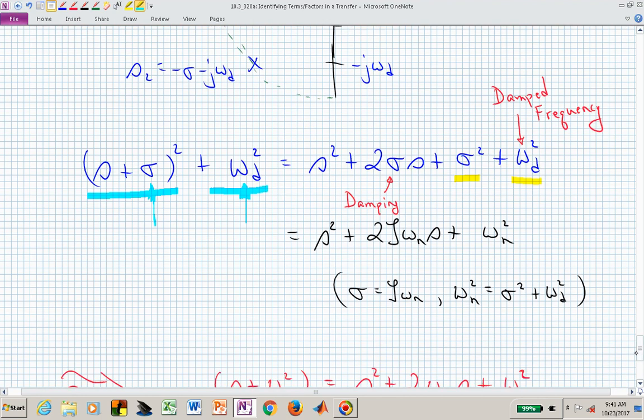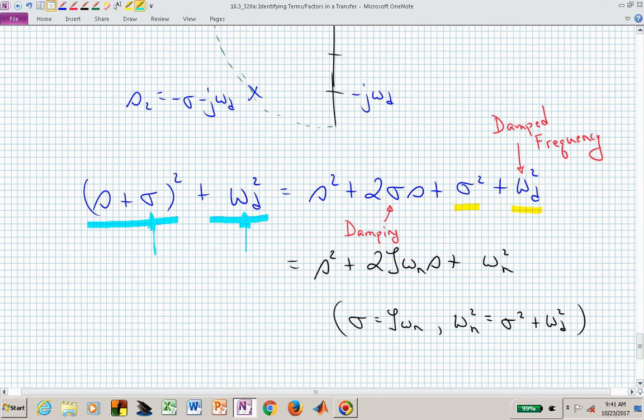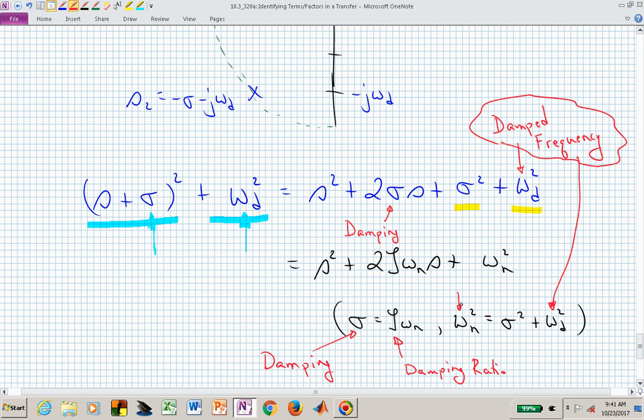If we compare that to the previous standard form, in black here, of s squared plus 2 zeta omega sub n s plus omega sub n squared, we see the connection between the damping ratio, which was zeta, the damping, which was sigma, and the damped frequency. Now I'm cheating. I'm just going to go from there, because that's the same term that we've used before, and here omega sub n is our natural frequency.